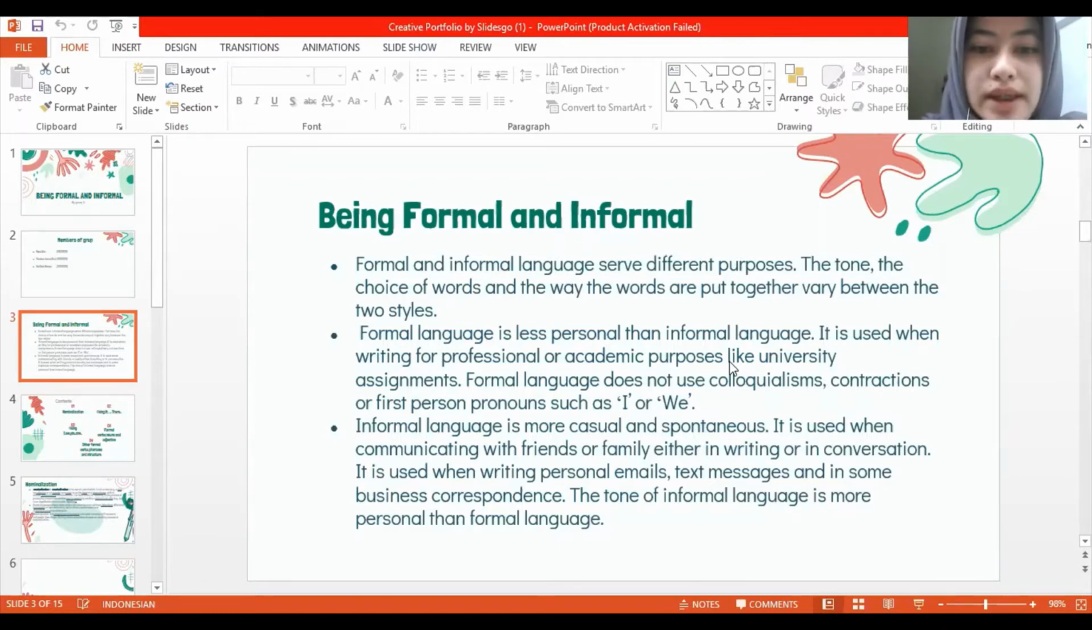Informal language is more casual and spontaneous. It is used when communicating with friends or family, either in writing or in conversation. It is used when writing personal emails, text messages, and some business correspondence. The tone of informal language is more personal than formal language.